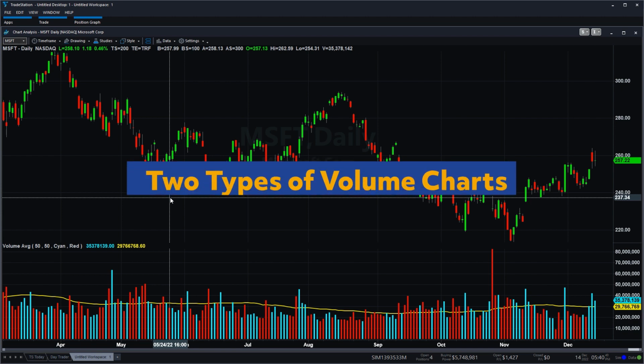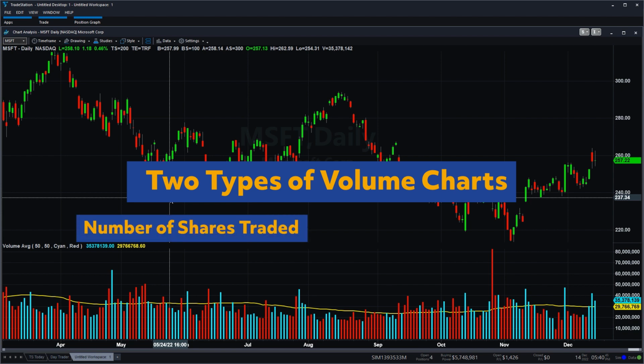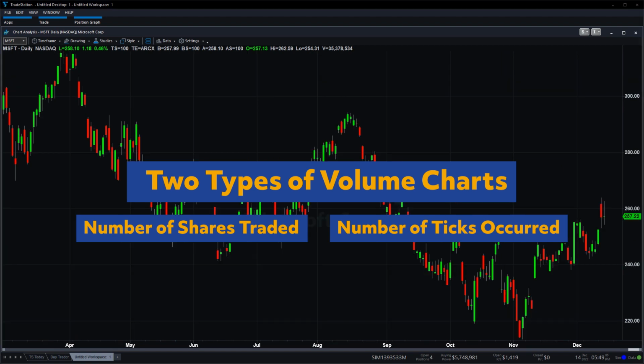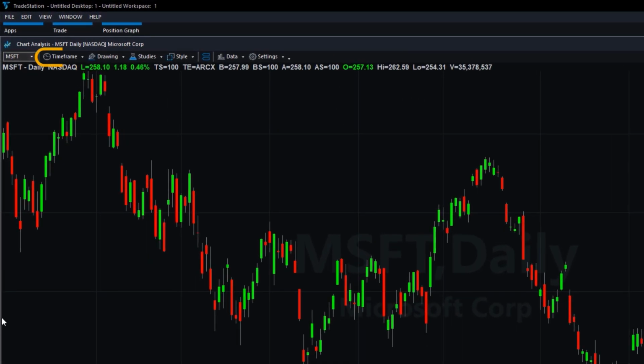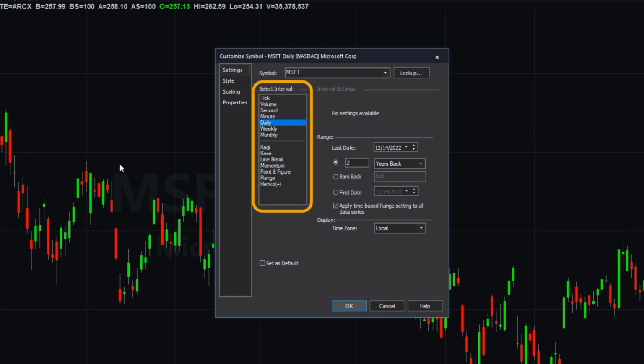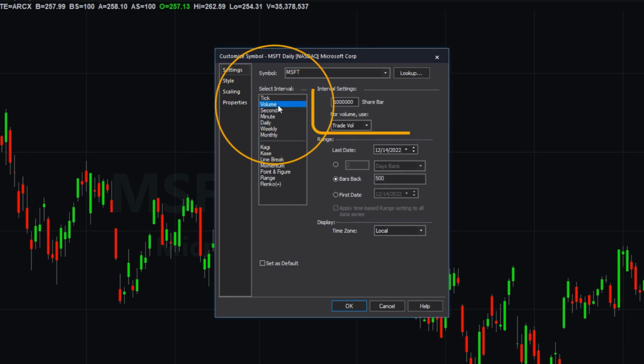TradeStation allows you to create volume charts in two forms, one based on the number of shares or contracts traded, and the other based on ticks or trades that occurred. To create a chart based on the number of shares, click Time Frame on the Chart toolbar and select Customize. Under Select Interval, choose Volume. Under Interval Settings, select the number of shares to use. Whatever number you choose is the number of shares or contracts that must be traded for the current candle to finish and a new candle to begin.